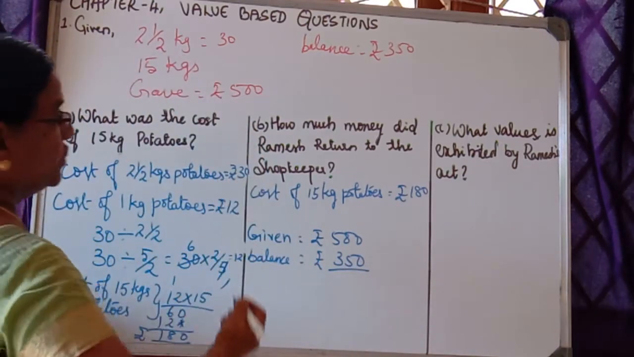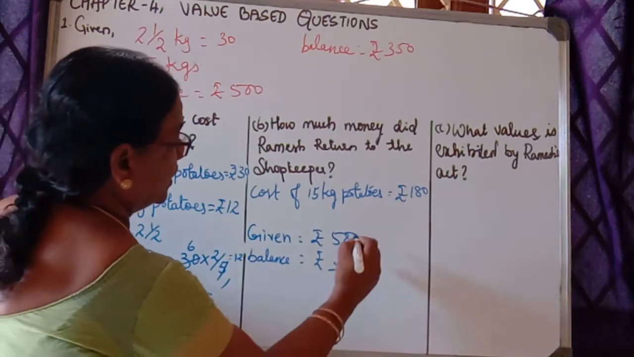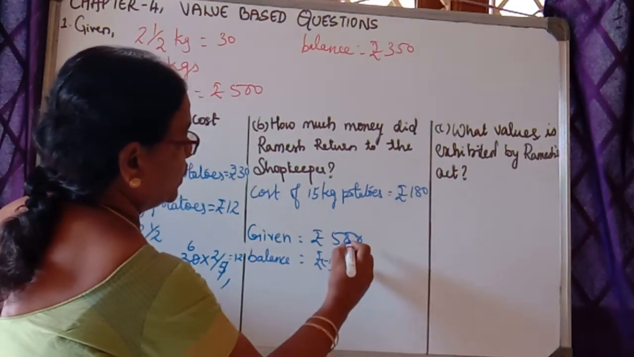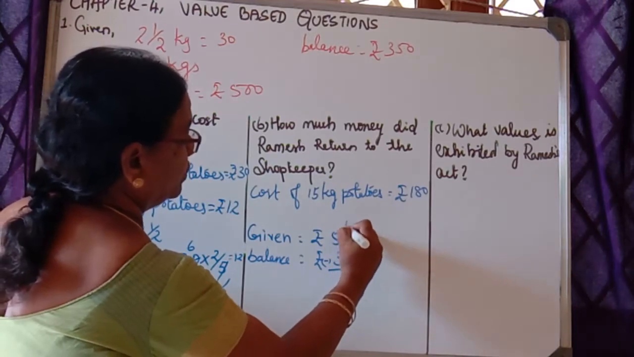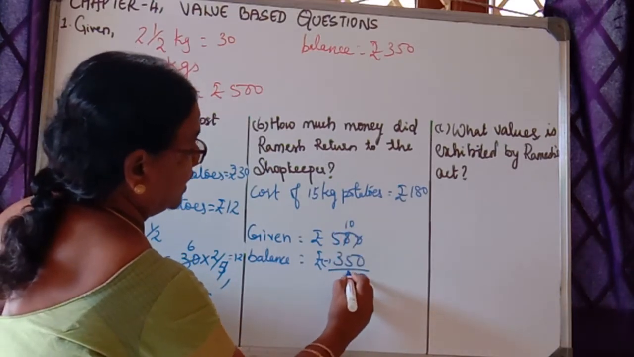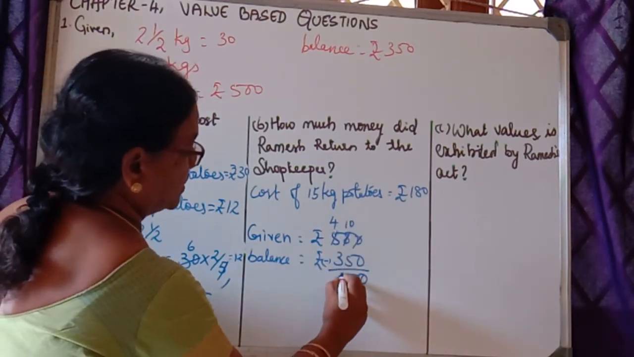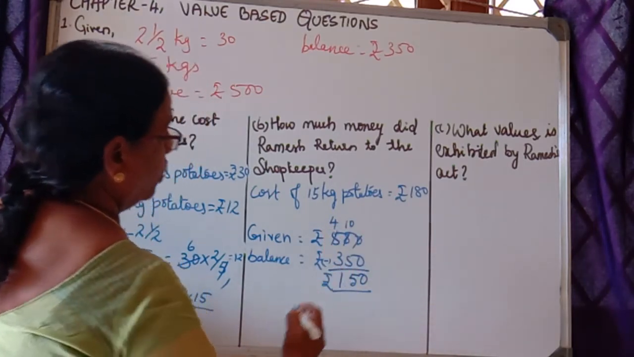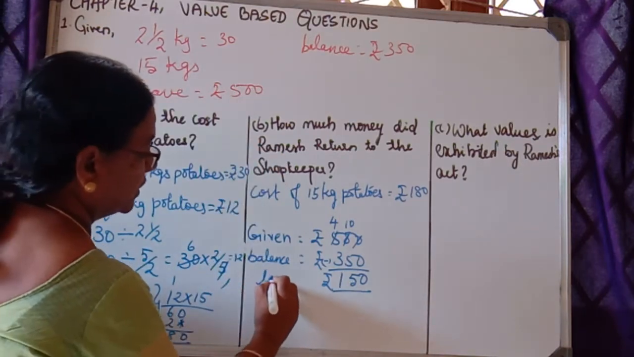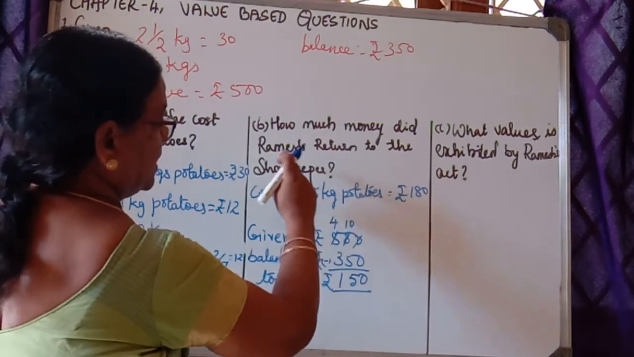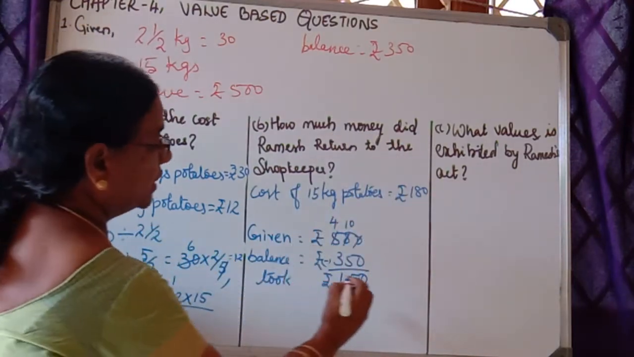So, how much did the shopkeeper actually take? If we subtract, we will get: here 0 minus 0, 0. Here we can't do it, so we borrow and it is 10. 10 minus 5, 5. It will become 4. 4 minus 3, 1. How much did the shopkeeper take? Only 150 rupees.